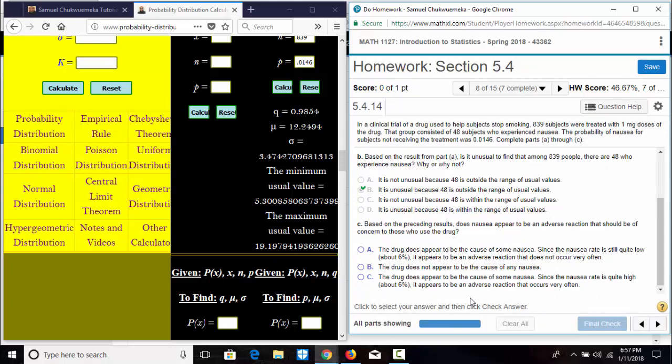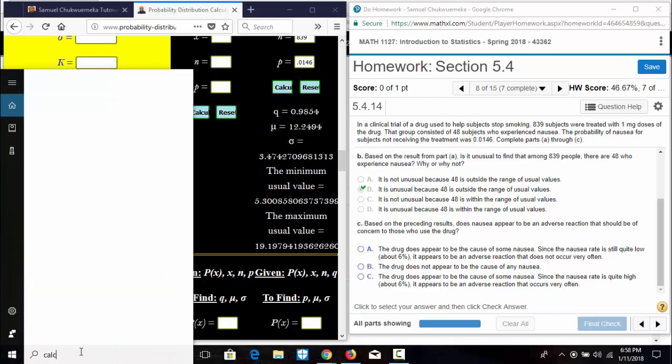C. Based on the preceding results, does nausea appear to be an adverse reaction that should be of concern to those who use the drug? Let's look at these options. A. The drug does appear to be the cause of some nausea. Since the nausea rate is still quite low, about 6%, it appears to be an adverse reaction that does not occur very often. Let's see where they got this 6% from. I'm going to pull up the calculator.